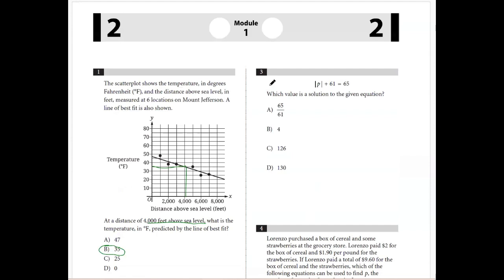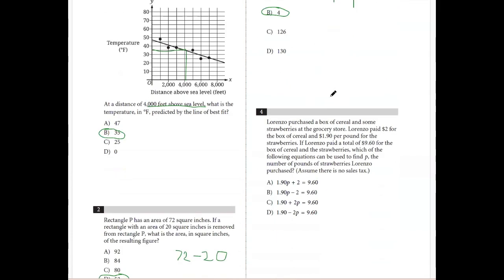Which value is a solution to the given equation? All you gotta do is move the 61 to the right by subtracting. So P is equal to 4. So B as in boy is the correct answer.